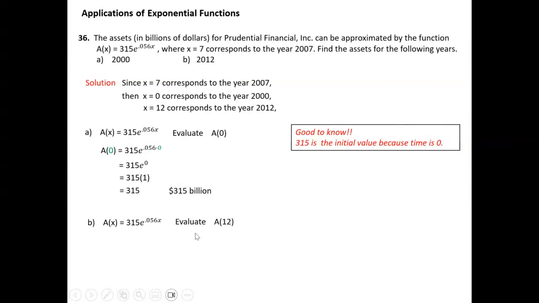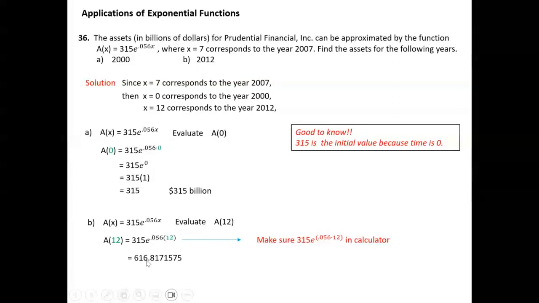Now for B, we're going to evaluate A of 12, which means I'm going to plug in 12 for the x. But here, guys, be careful with how you plug into the calculator. Make sure that the 0.056 times 12 is in parentheses, because if not, the calculator will follow PEMDAS, and PEMDAS will do the exponent first and then the multiplication. So it's crucial to put it in parentheses, in this form. So the answer will be 616.81715575, right? Round it off, and that will give us something like $616.8 billion. That's the answer for B part.